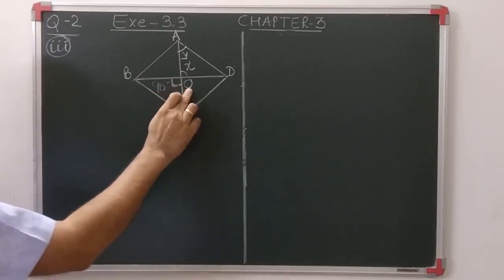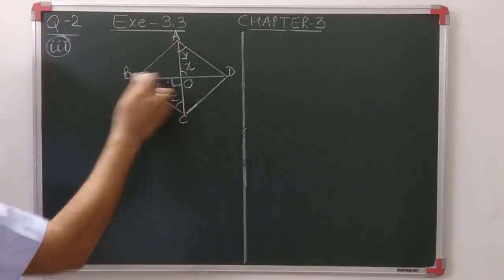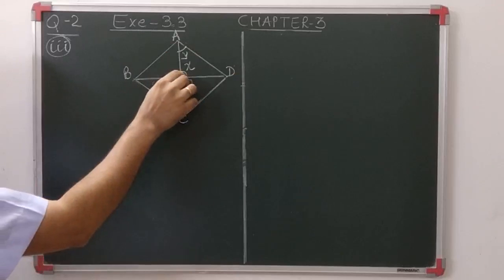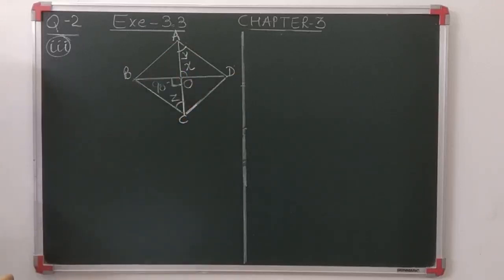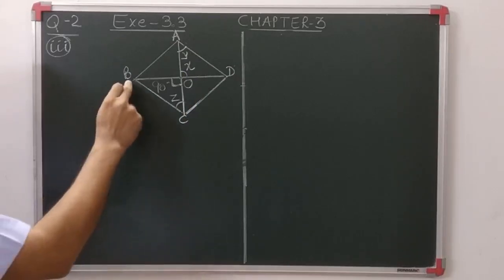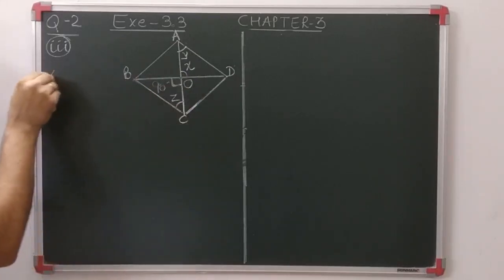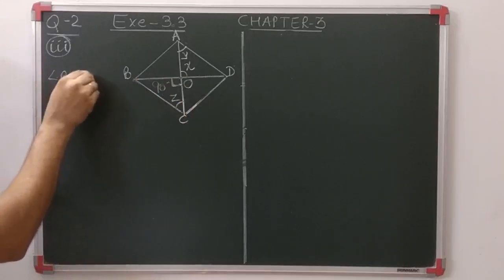See, I have given the vertex O where the diagonals intersect. This is the point I am talking about. This is the point O where the diagonals are intersecting. So you can see that BOC we can write here is equals to 90 degree.